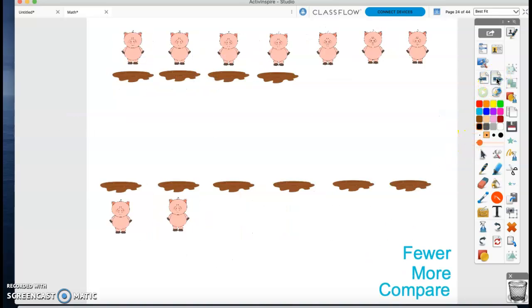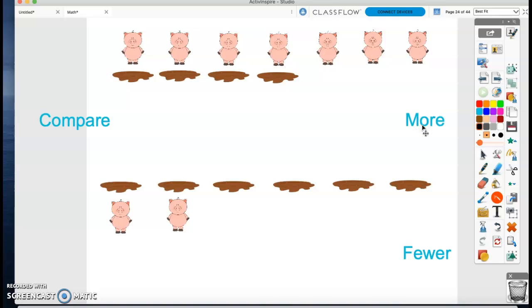Here we go, our last one. We have some pigs and we have some mud puddles. So I want you to look up here and we are going to do the first one. Remember, we're going to compare the pigs and the mud puddles. The first one I noticed the pigs seem to have extra. So is that going to be fewer or more? If you said more, awesome job.